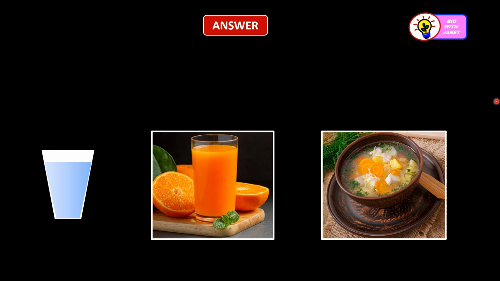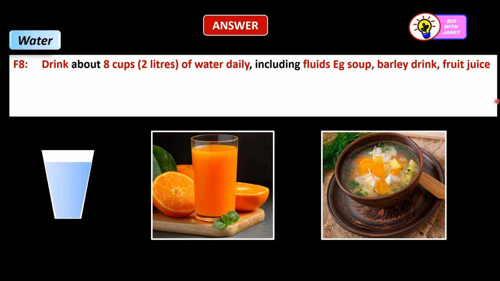Lastly, let's not forget water. Water is also a food class. So we should drink about 2 liters of water daily, around 8 cups. Now this depends on the individual also, right? The height and the weight of the individual, right? And then we can obtain water also from sources like soup, barley drink, fruit juice, to stay hydrated and maintain health. Okay, this is the reason why.